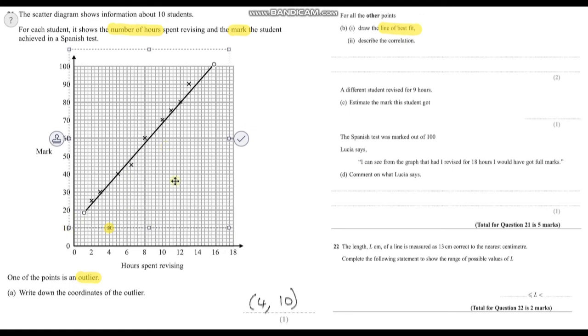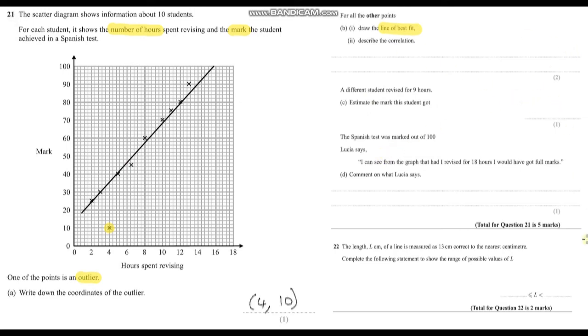Okay, make sure you do this in pencil. Okay, so you can rub it out again. Almost there. I'm probably being a bit too accurate, but I think that's about right there. So try and get it as accurate as possible, because usually you'll have to use this in the next part of the question. So let's go back to part B.